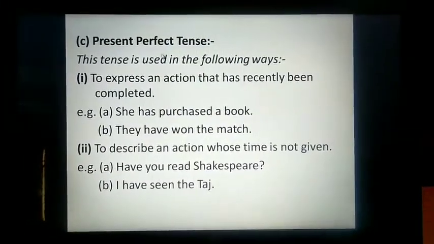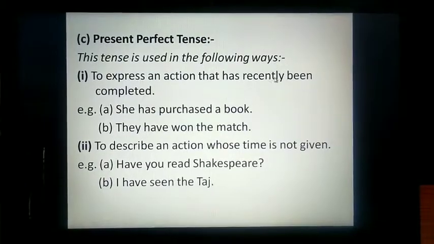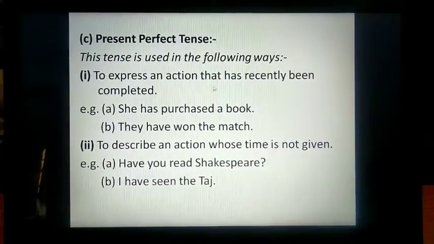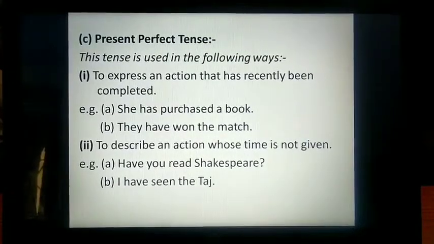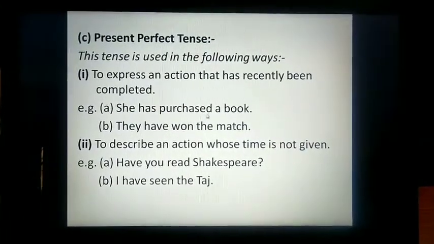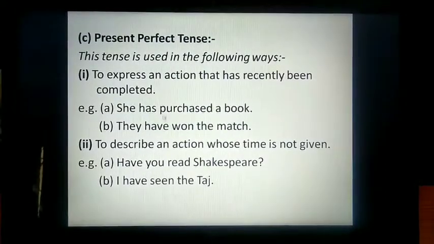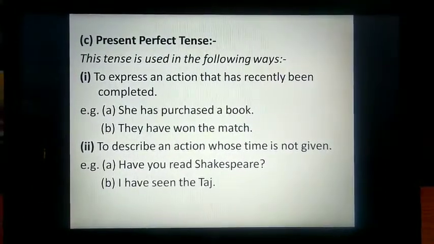Third form of present tense is present perfect tense. Now this tense is used in the following ways. First, to express an action that has recently been completed. For example, she has purchased a book. That means the book is purchased by the girl. They have won the match.